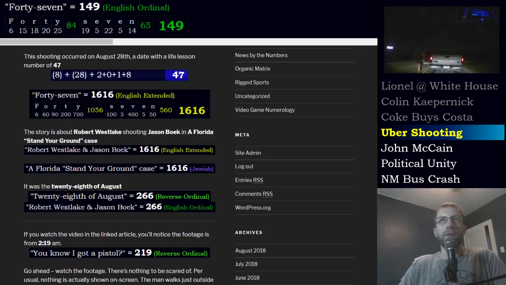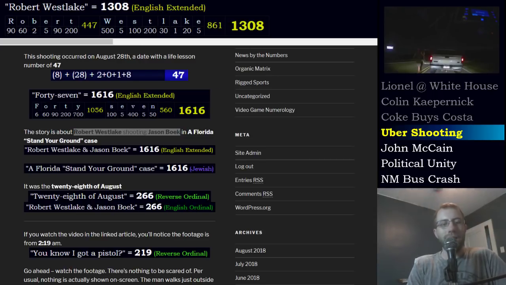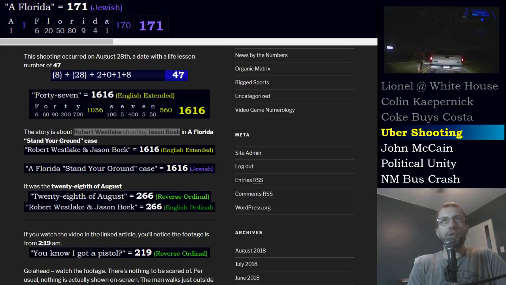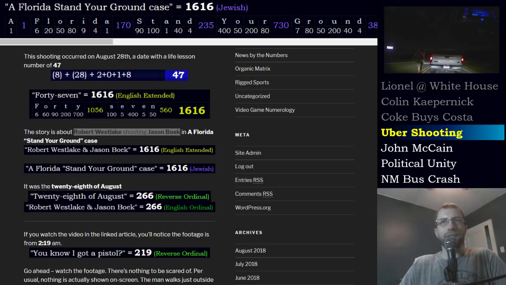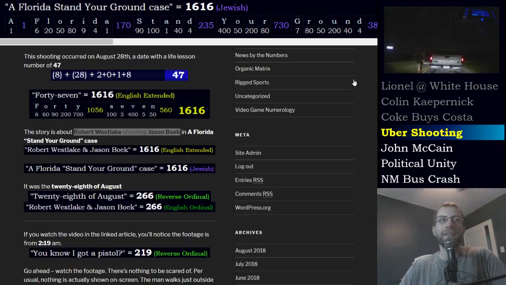Well, when you write out the number 47, using the English extended method, 47 has a value of 1616. Now, this shooting featured two characters. It was Uber driver Robert Westlake shooting a man named Jason Bowick. In this same cipher, Robert Westlake and Jason Bowick sums to 1616. In Jewish Gematria, what they're calling this, a Florida stand-your-ground case, also has this Gematria of 1616.